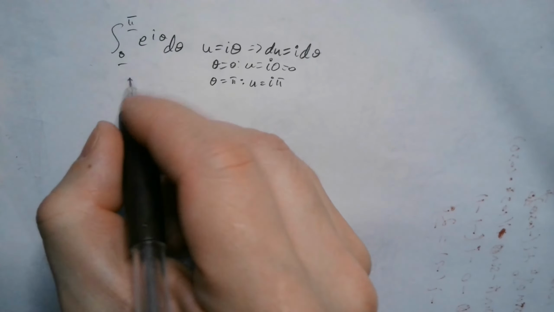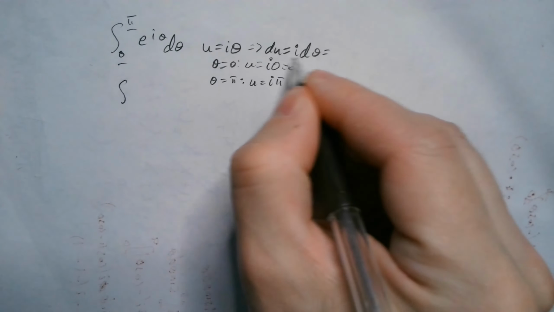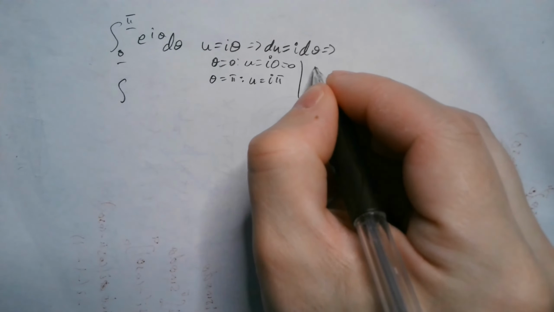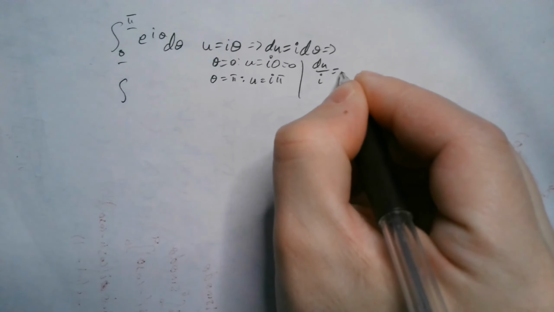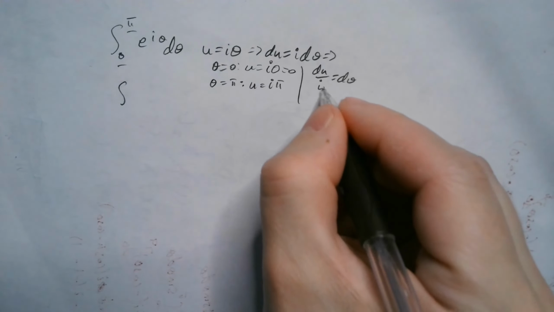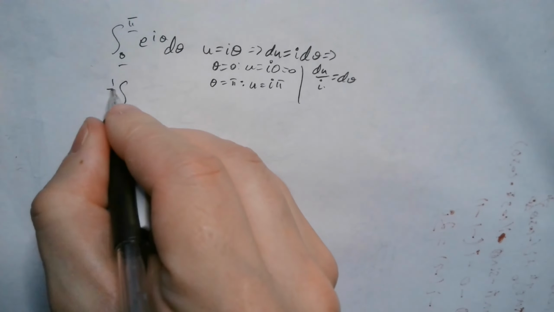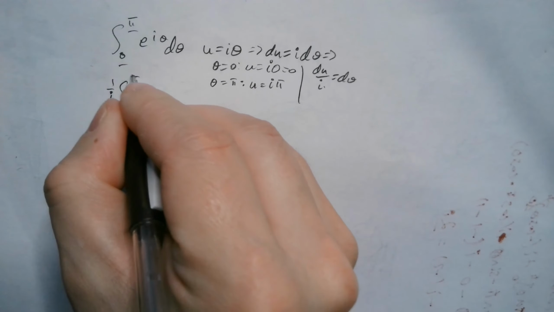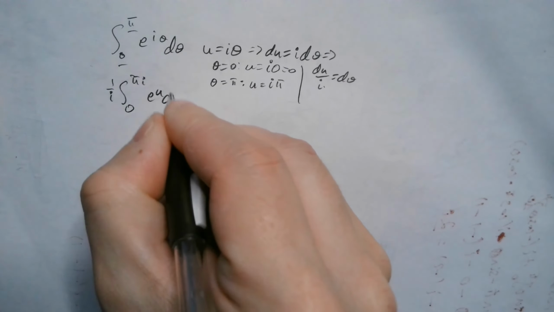So now we replace here. We're going to have the integral. Going back to here for a second, you've got to solve for d theta. So you know that du over i is equal to d theta. So the i goes outside as 1 over i. So you have 1 over i here, and then the lower limit becomes 0, the upper one is pi i. Then you have e to the u du.